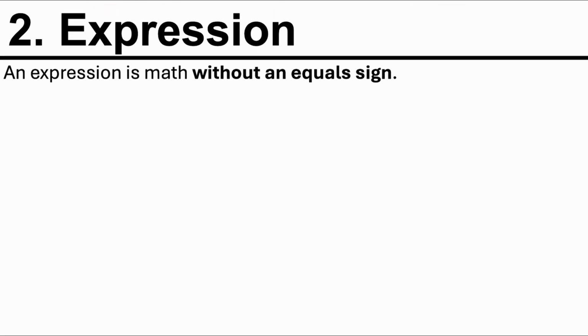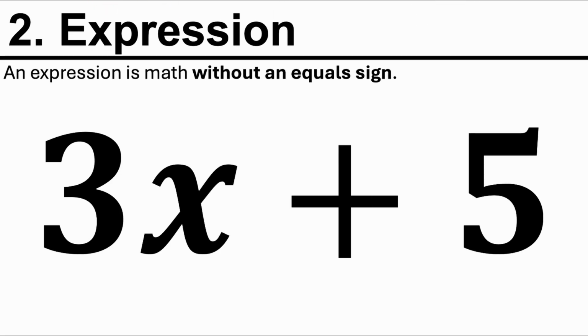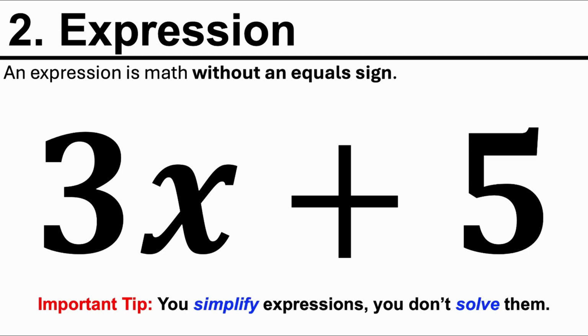Next, we have expression. And an expression is just math without an equal sign. So here we have 3x plus 5. There's no equal sign. An important tip to remember is that you simplify expressions, but you don't solve them.